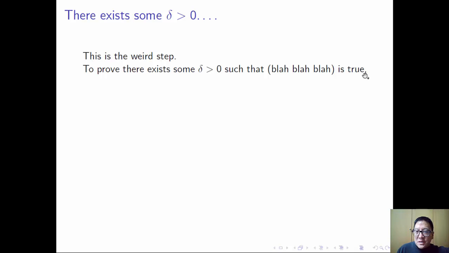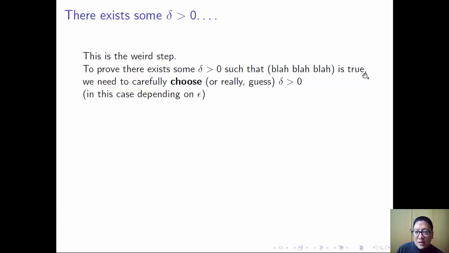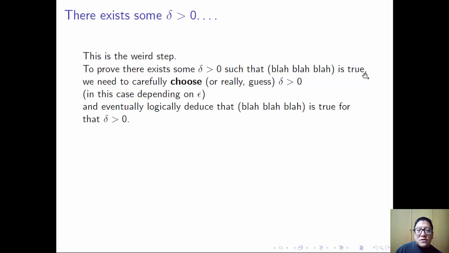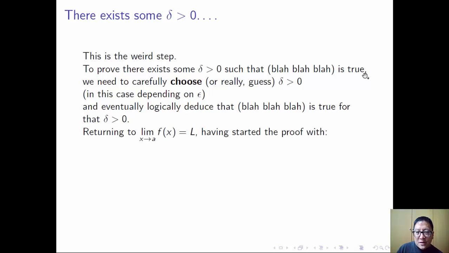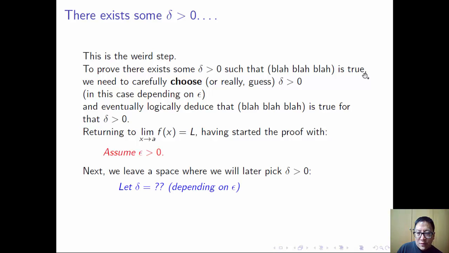To prove that there exists some delta greater than 0 such that blah, blah, blah is true, what we need to do is carefully choose, or really, to be honest, guess, some number delta greater than 0. In this case, that delta must depend on epsilon. And eventually, we're going to deduce that blah, blah, blah is true for that particular delta. So returning to our particular case, having started the proof with assume epsilon is greater than 0, we'll leave a space where we'll later on choose what delta is.